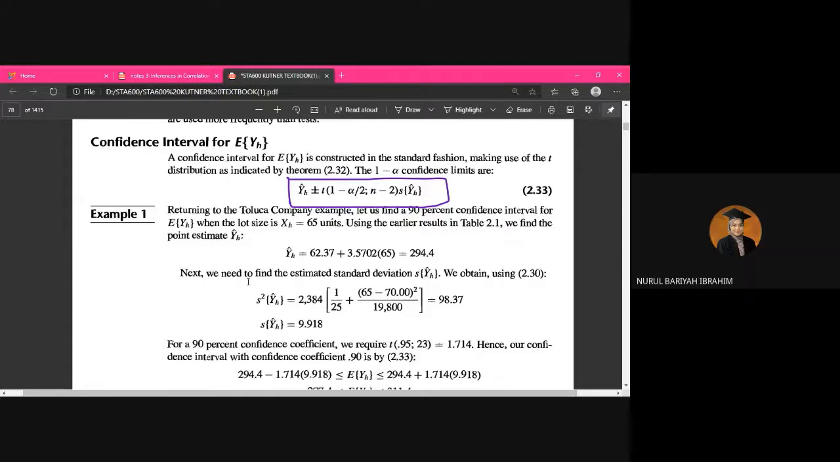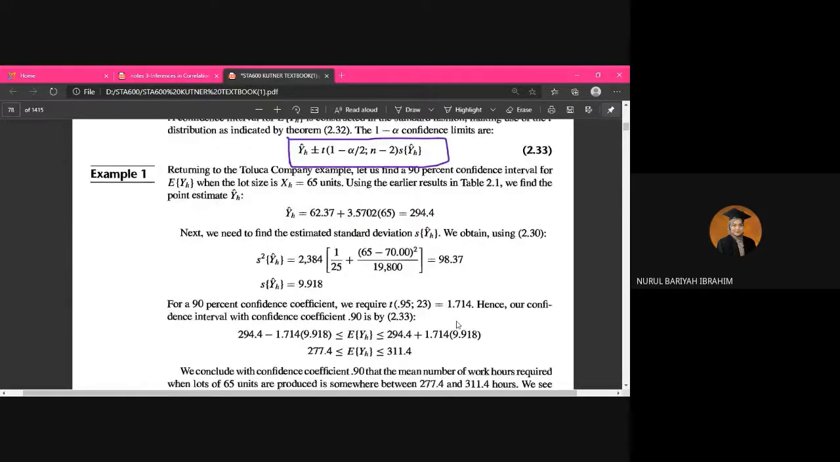And then using the formula that we have for the estimated variance of a mean response. So this is the MSE 1 over sample size plus XH minus dengan X bar square divide dengan SXX. You know how to find this. Okay, so we get 98.37. Lastly, we can square root that value to get the standard deviation for the mean response.